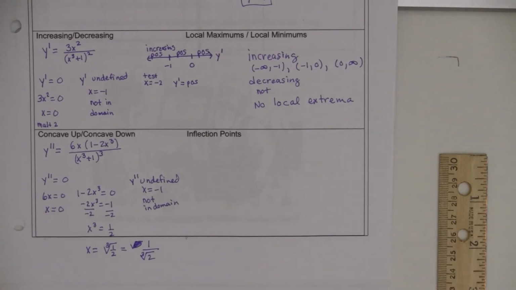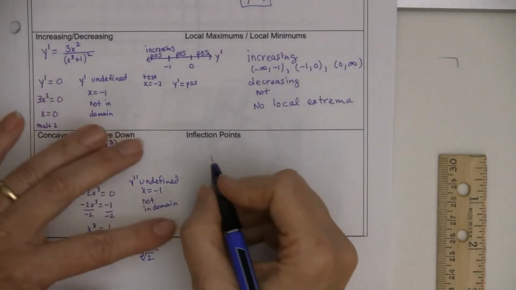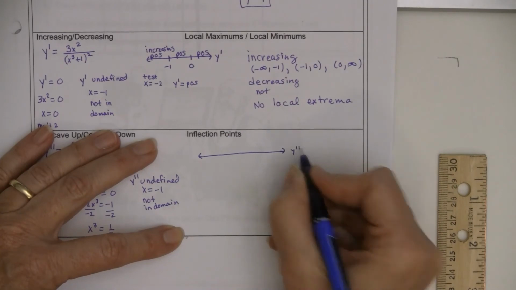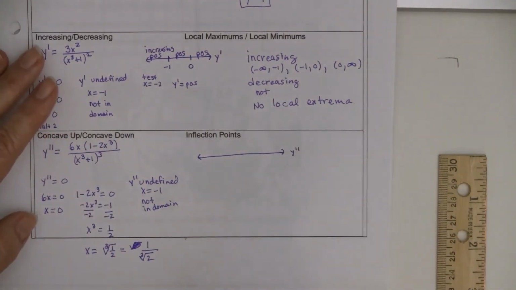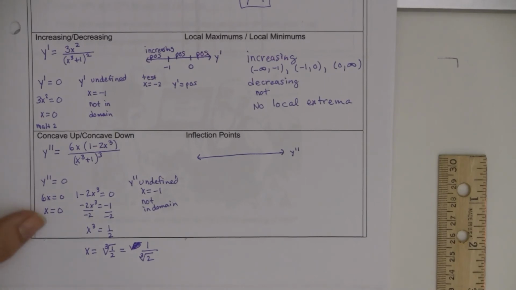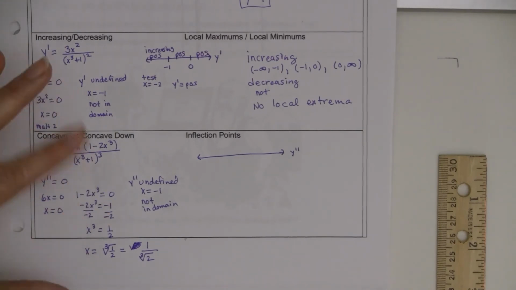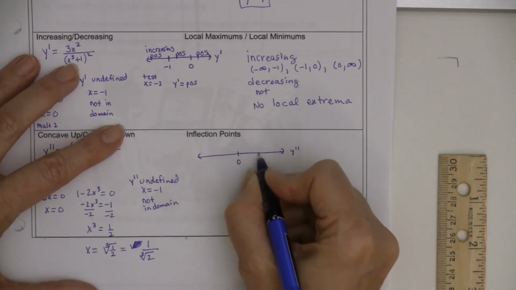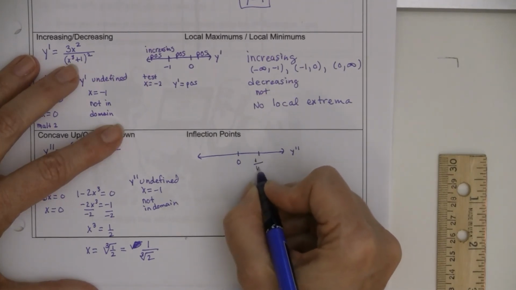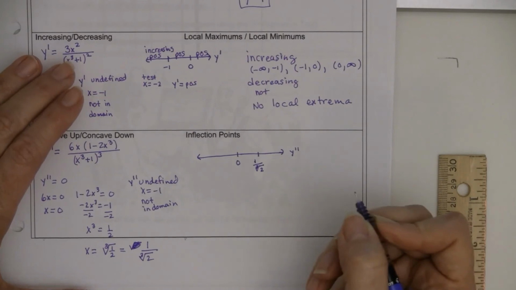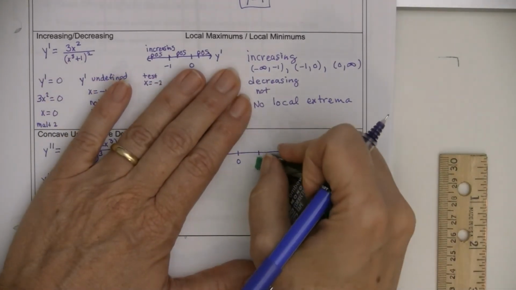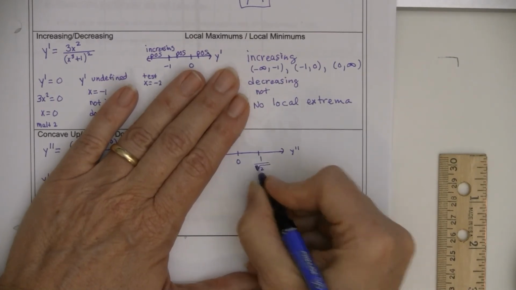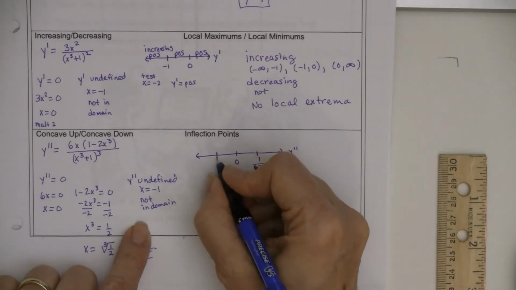Okay, so now I'm going to make my same little line graph. It helps me, and I'm going to be testing the second derivative, and I'm going to have on there 0 and the cube root of 2, 1 over the cube root of 2. So 0 is right here on my number line, and 1 over the cube root of 2 is right there on my number line. It's positive. Boy, that wasn't really all that great. Okay, and then negative 1 is over here.